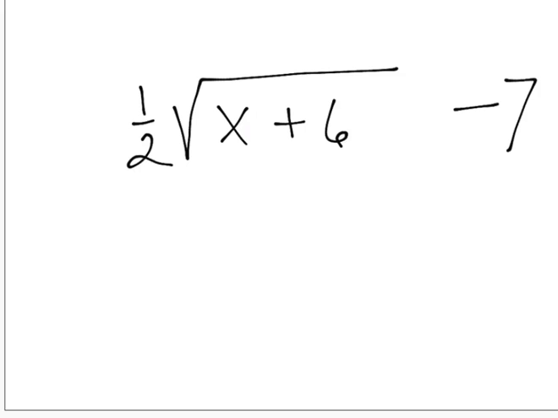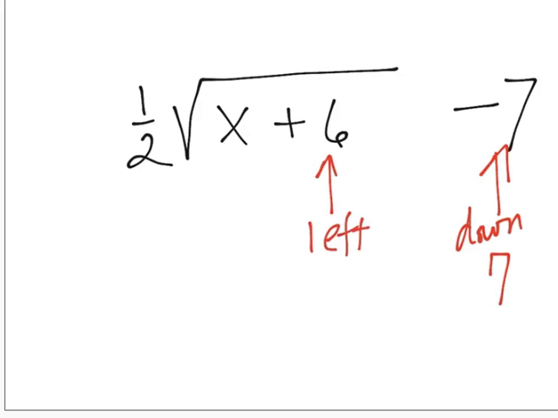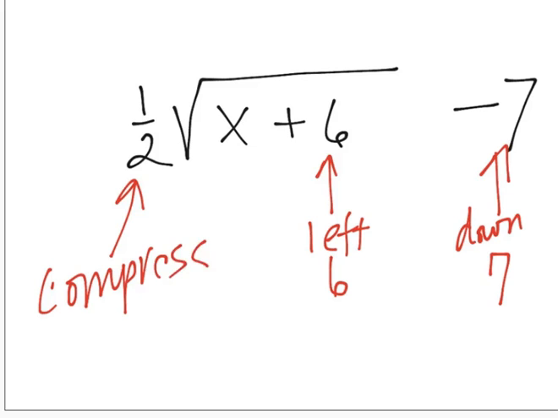All right, and so I start looking. Well, that makes it go down 7. That makes it go left 6. And that makes it compress. So all of those things I was supposed to know. This is a radical or a square root. It went down 7, it went left 6, and it compresses.